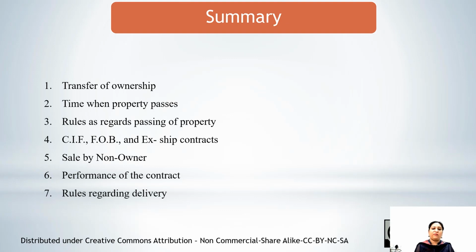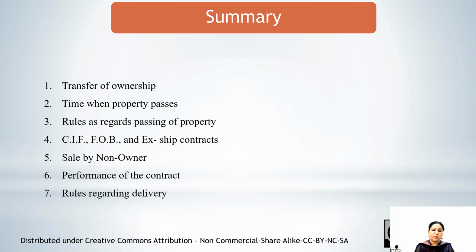So till now we have covered the whole topics which we were expected to do. That means we have covered the transfer of ownership, and we have also made the differentiation between the transfer of possession and transfer of ownership. What are the rules regarding when the property passes to the buyer? And next we have done with the CIF contracts, FOB contracts, and ex-ship contracts. Who is liable for CIF, who is liable for FOB and ex-ship contracts.